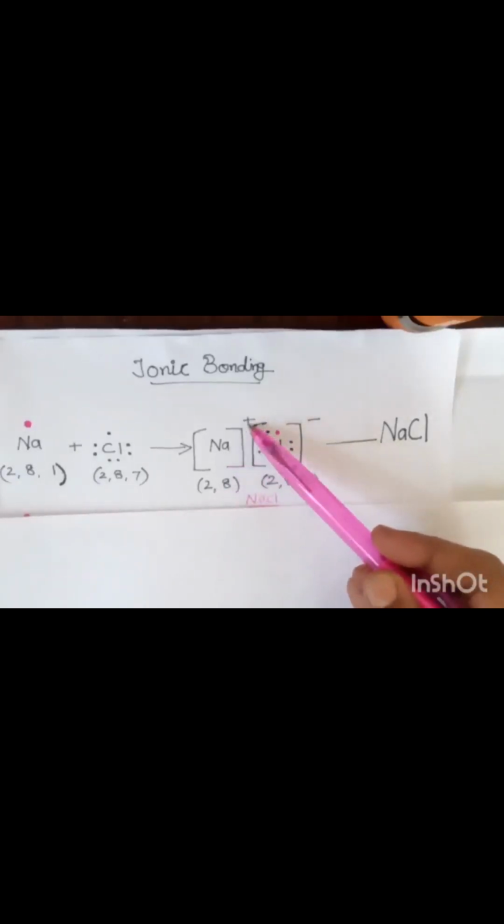That is the sodium ion. Sodium changes to sodium ion Na+. This positive sign represents that it donates one electron. And chlorine accepts one electron from sodium, so it gets a negative charge. Negative means that it receives an electron, here one electron. So its electronic configuration changes to 2, 8, 8.